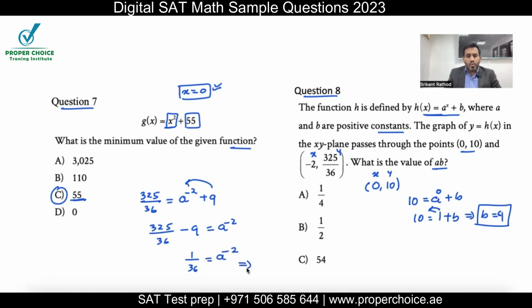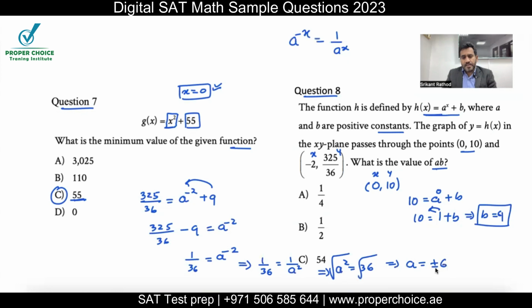As per the exponential rule, this can be written as 1 by 36 equals 1 by a to the power 2, because the rule says a to the power negative x can be written as 1 by a to the power x. The same thing I am applying here. So 1 by 36 equals 1 by a squared. Indirectly, it becomes a squared is equal to 36. Now to get the value of a, take the square root. So a is equal to plus or minus 6. As they said, a and b are positive constants, so I should take the value of a as positive 6. I got the value of a as 6.